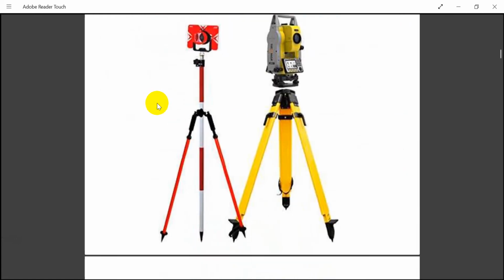See, the same picture, they dragged it. This is the total station tripod. This is a prism. It also has one tripod. Okay, so that's it.